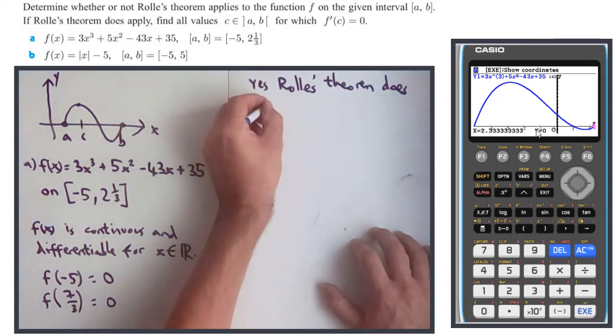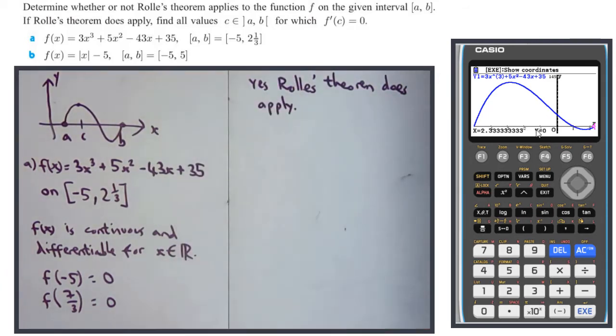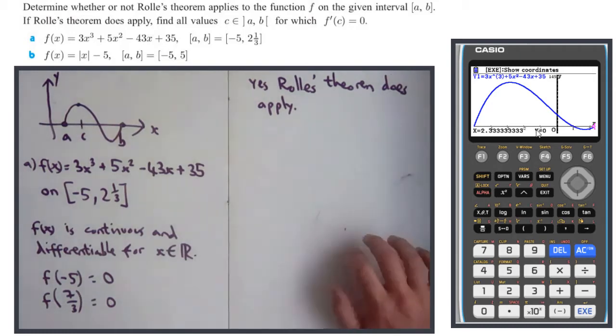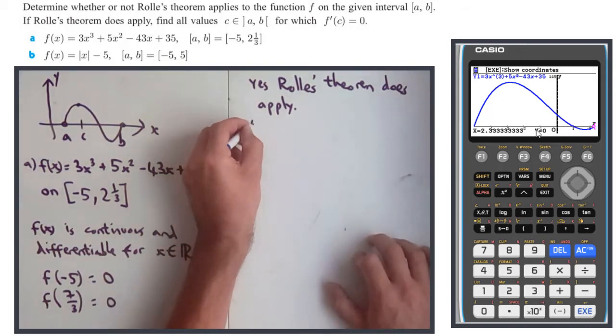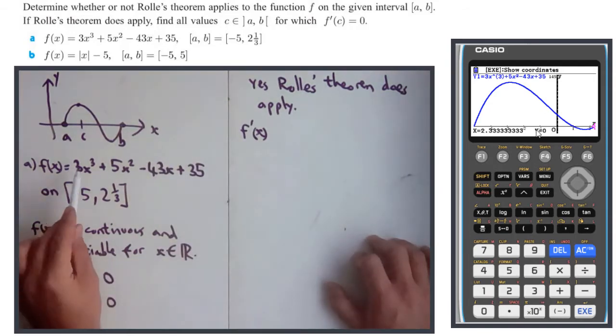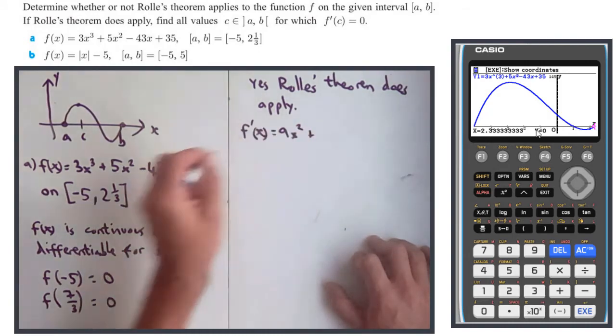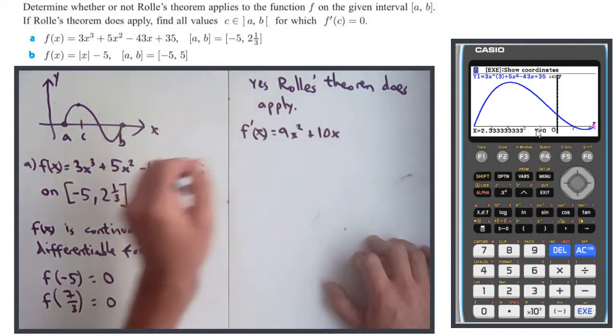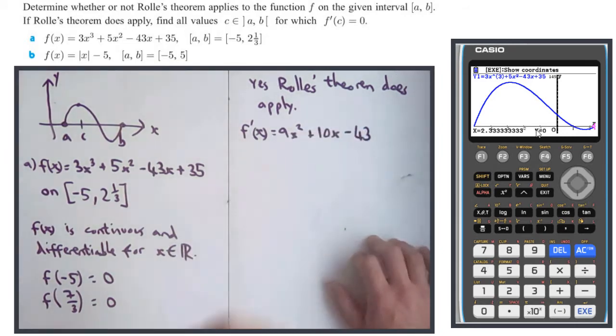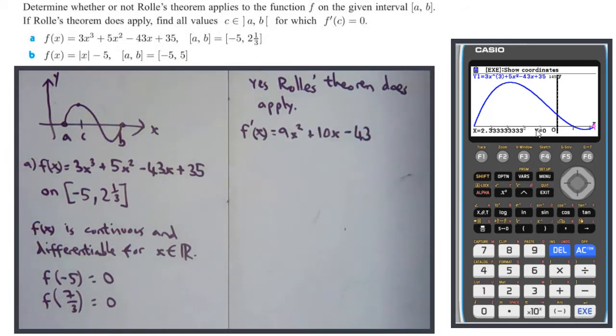So yes, Rolle's theorem does apply, and then it says, if Rolle's theorem does apply, find all values of c within the open interval between a and b for which f dash c equals 0. So we're probably going to need f dashed x. F dashed x, simple enough. One is just polynomial, so it's going to be 9x squared plus 10x minus 43, which, if you look at that, there's no common factors to pull out.